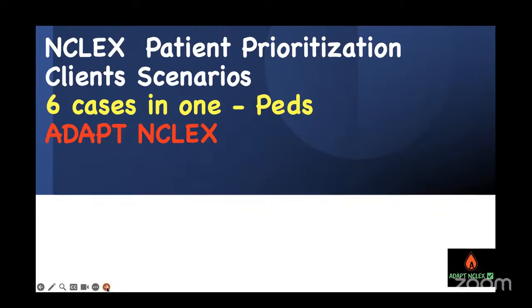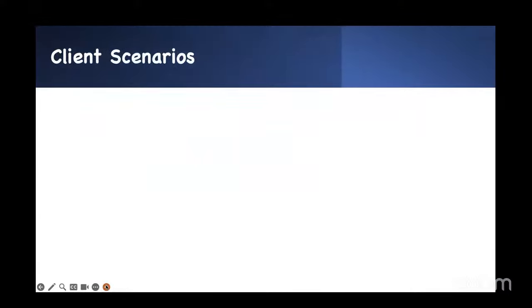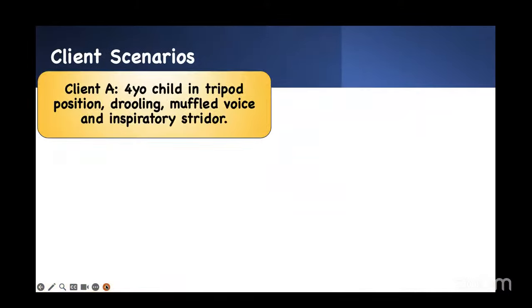Let's go. This will be a case, and you see multiple patients. You have to figure out what to do with them. The first patient is a 4-year-old. What do you think? A 4-year-old child in tripod position, drooling, muffled voice, and inspiratory stridor. Do you think this patient is okay? If you have to take care of this patient, what would you do? Multiple patient prioritization and case study.